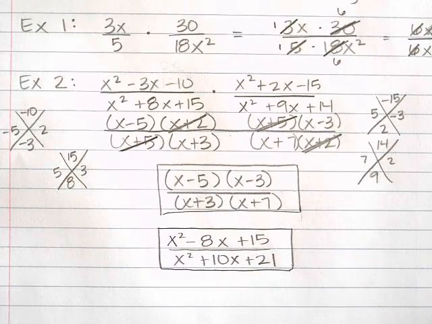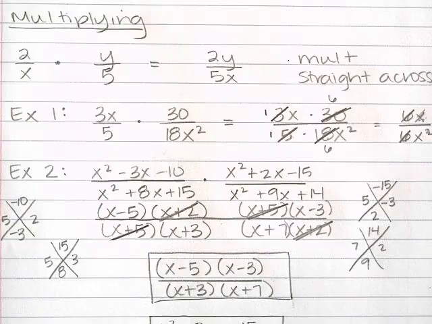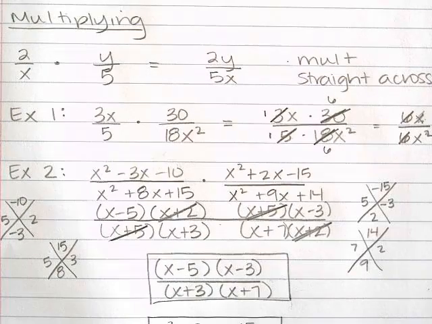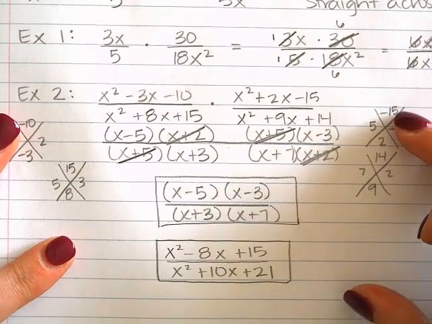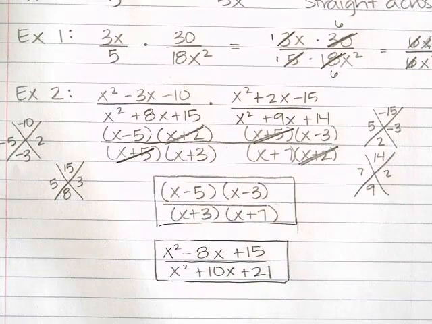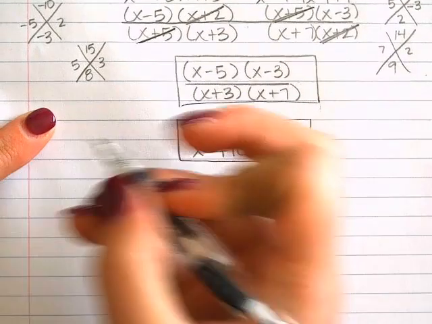Okay, so the big thing to remember is that with multiplying, we always multiply straight across. And then once we have done that multiply straight across, then we can do our kind of factoring and canceling with the tops and the bottoms. Okay, so next we're going to go ahead and remind ourselves about dividing.